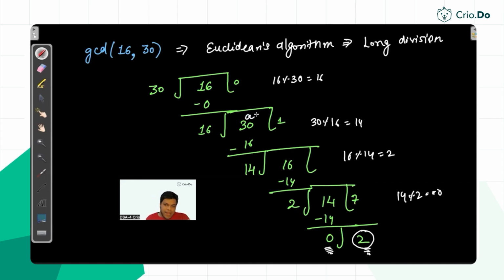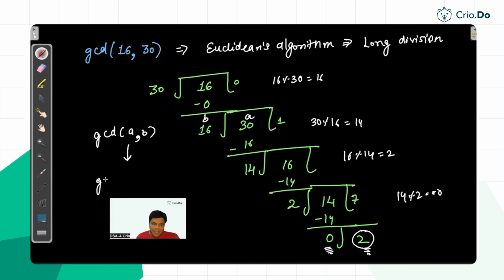Let's say this is the variable a and this is the variable b. How are we finding the GCD of a comma b? How are we finding the GCD of numerator comma denominator? First parameter we take as numerator, second parameter as denominator. In the next step, what is the new numerator? It is the previous denominator. That is, b is going to become the new a. And what about the new b, the new denominator? It will be the remainder when we divide a by b, that is a modulus b.